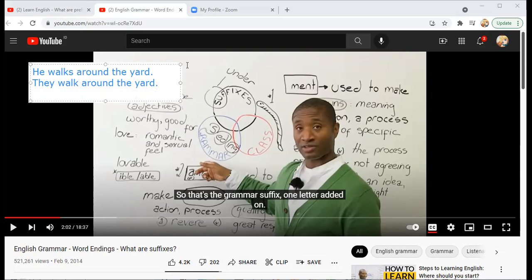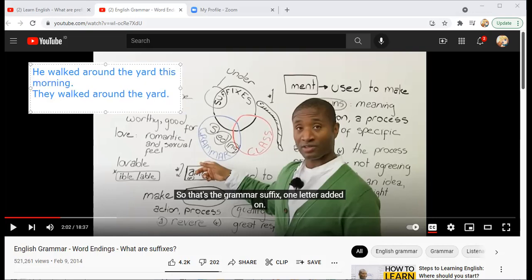And then ed, ing is also like that. Let's just change. He walked around the yard. They walked around the yard. It's a past tense, right? Yang tadi itu yang walks and walk itu present tense. Jadi, he walked around the yard this morning. For example, morning. Mereka itu jadinya berjalannya pagi ini gitu.